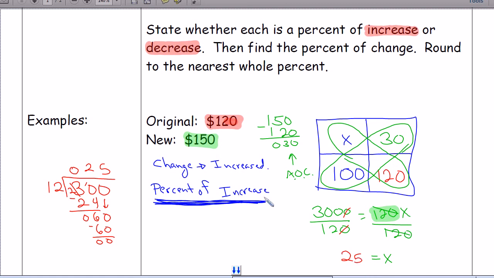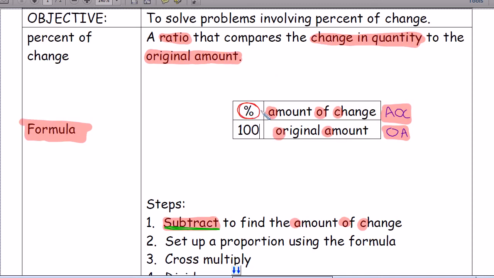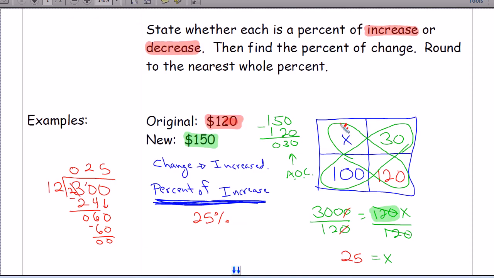So when I say what is the percent of increase, the percent of increase is 25. Because that place right here, that's your percent place. If you look in your formula up here, that's where your percent goes. Okay, so that's why we have the percent. So that's why we put not just 25, but 25%. So my final answer is 25% of increase. You've got to tell me if it's a percent of increase or percent of decrease. And that's the percent of change. That's how you do these problems.